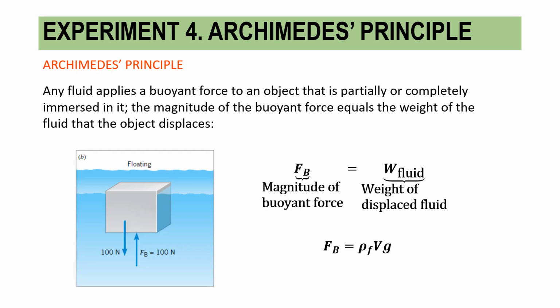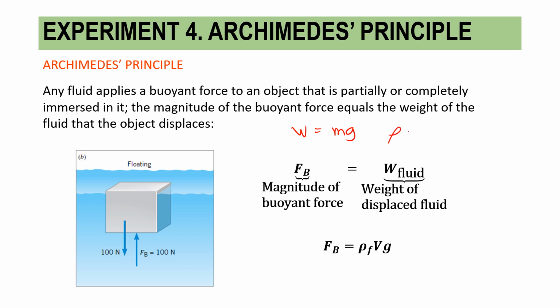Any fluid applies a buoyant force to an object that is partially or completely immersed in it. The magnitude of the buoyant force equals the weight of the fluid that the object displaces. In formula, Fb, the magnitude of the buoyant force, is equal to W fluid, or the weight of the displaced fluid. Weight can be computed using this formula: weight is equal to mass multiplied by acceleration due to gravity.